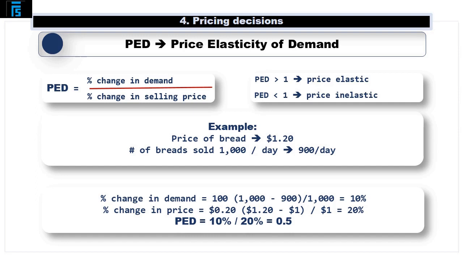And the percentage change in selling price is calculated as 20 cents, that is $1.20 minus $1, divided by the original price of $1, giving us 20%. The PED is therefore 10% divided by 20%, so 0.5. This is less than 1, showing that the product is price inelastic, as would be expected for a basic item like a loaf of bread.